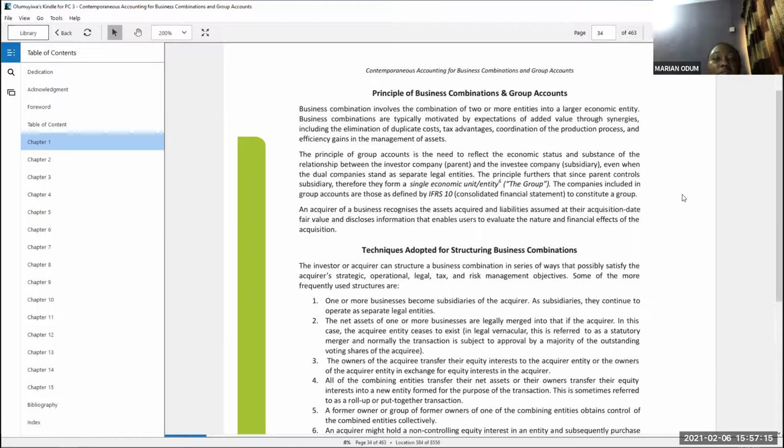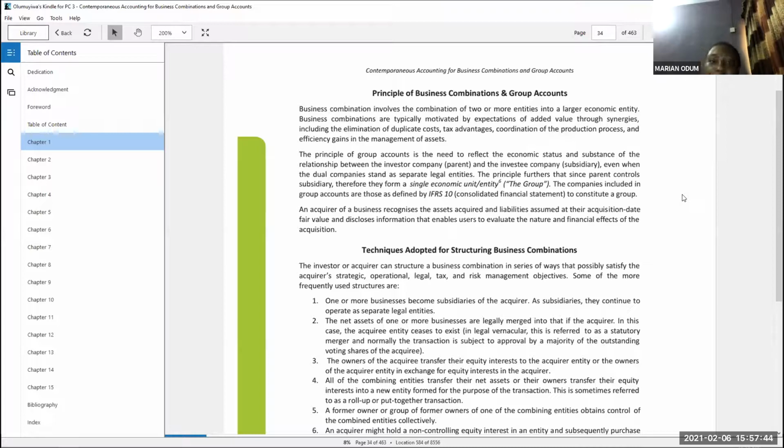Principles of business combinations and group accounts. Business combination involves the combination of two or more entities into a larger economic entity. Business combinations are typically motivated by expectations of added value, cost, tax advantages, coordination of the production process, and efficiency gains in the management of assets.